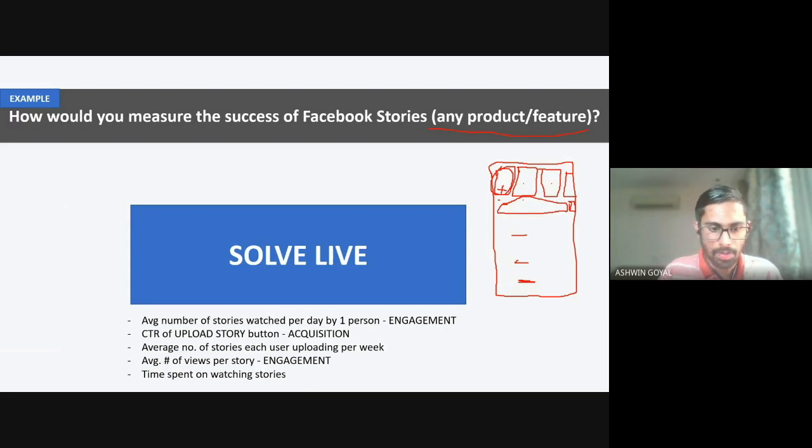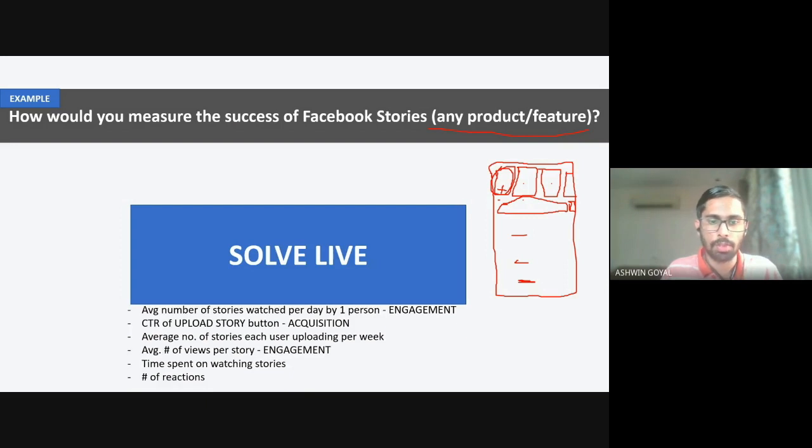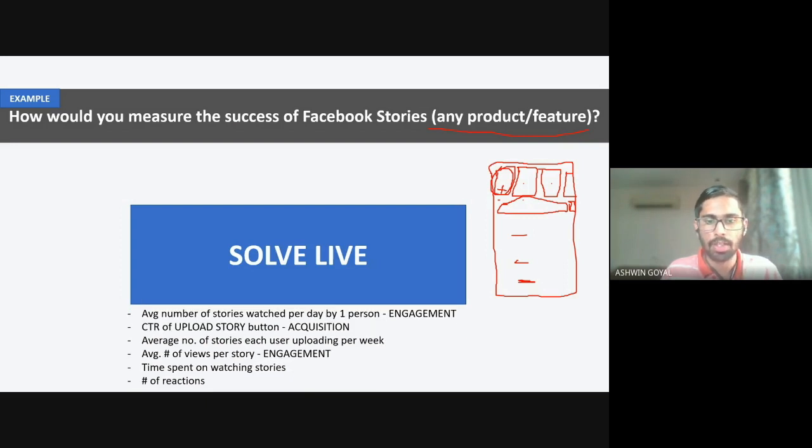So number of reactions. This is interesting, right? We are doing something that product managers do every day, and identifying metrics is the most important thing that PMs can do. Even product analysts and data analysts spend most of their time managing metrics, trying to improve the product by looking at these numbers, right?